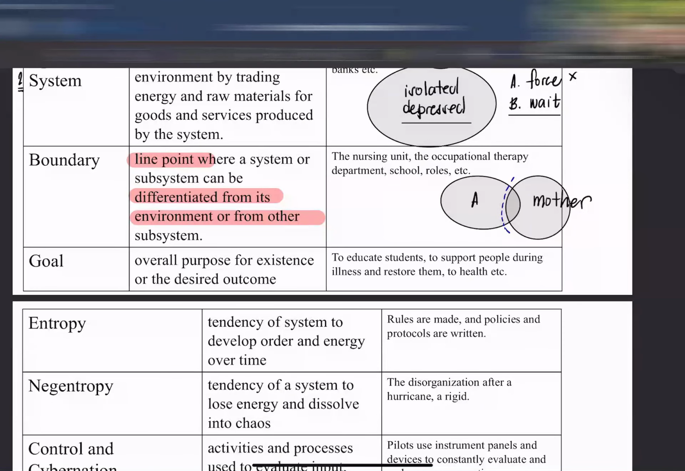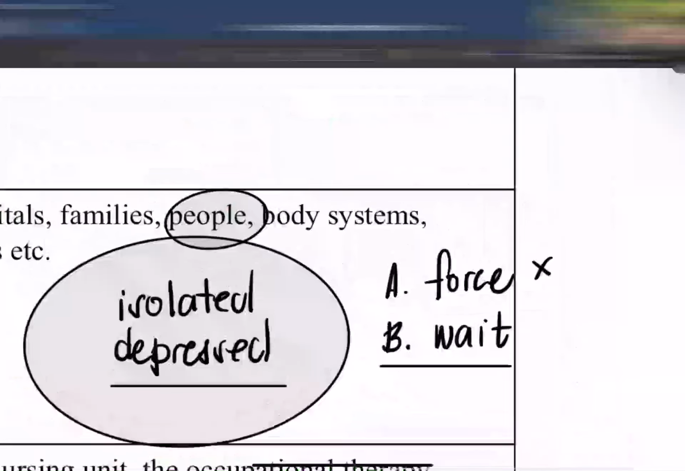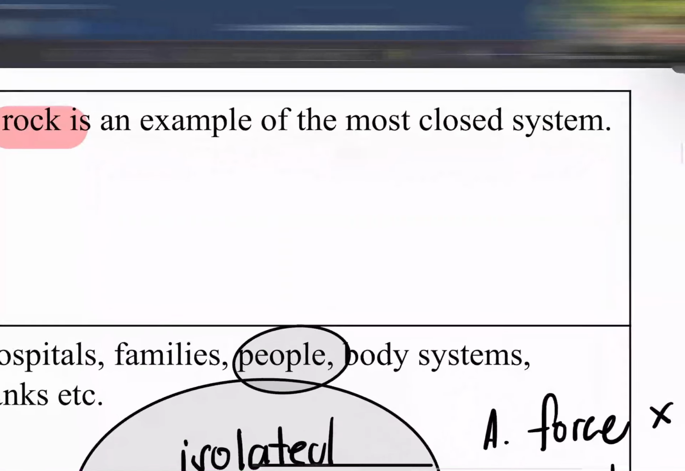If you can notice also, the cells of your stomach are different from the cells of your intestine because they have different purposes. Okay? And then plus, the goal is what you refer to as the overall purpose. Okay? The overall purpose of existence for the desired outcome. So, for example, as a teacher, my goal here is to educate the student. My goal here is to support people, for example, as a nurse during illness. Okay? So, kung makikita nyo, class, very wide ang concept ng system.